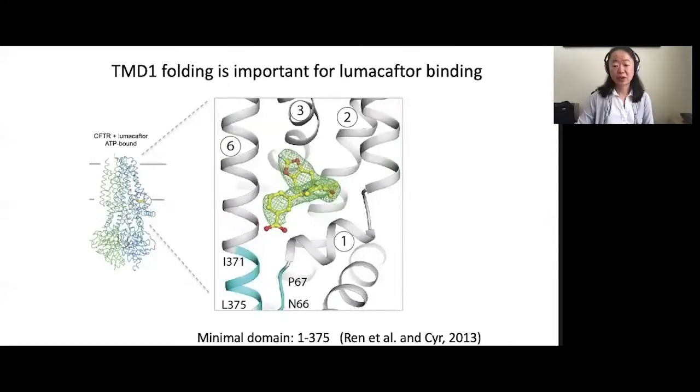Previous cell-based studies showed that the minimum domain sensitive to lumacaftor is the N-terminal 375 residues. Removing 5 residues, 371 to 375, makes this drug ineffective. And this region is highlighted here. As you can see, although these residues do not directly interact with the drug, they interact with the N-terminal region of transmembrane helix 1, and together they tether the two parts of the protein together and form part of the supporting structure of the binding pocket. So those observations also mean that the three-dimensional structure of the binding site must form for lumacaftor to act on, indicating that lumacaftor binds to TMD1 in its folded state.